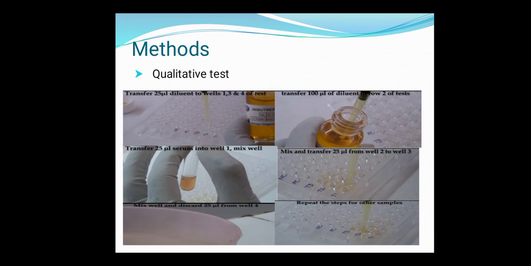Now you have to add 1 drop, that is 75 microliter, of control cells to well 3. Then again transfer 1 drop, that is 75 microliter according to the dropper, of test cells to well 4. Then you have to tap the plate gently, cover the plate and incubate at room temperature for 2 hours, or you can even leave it overnight and take the reading on the next day.